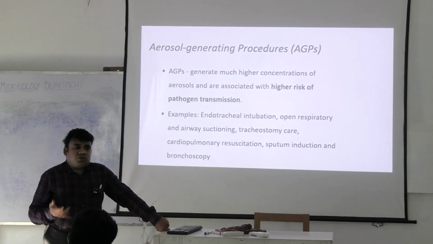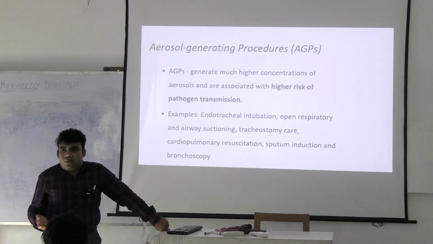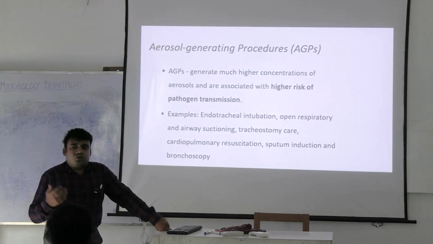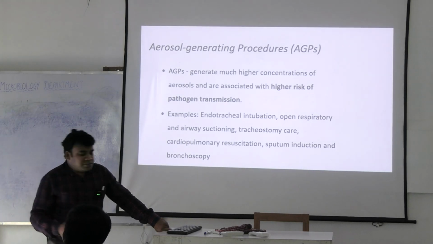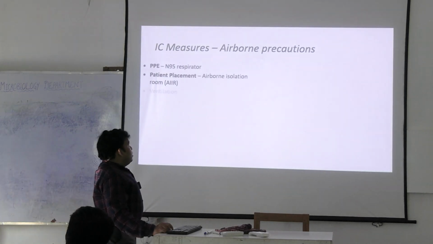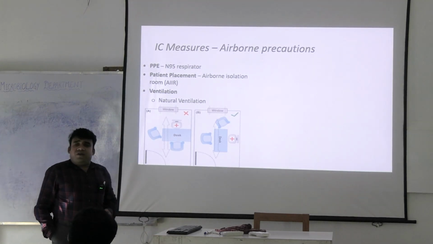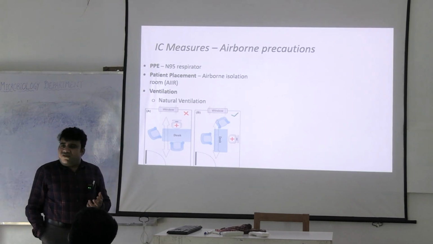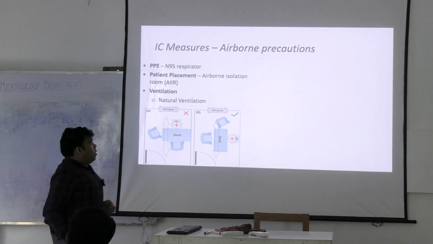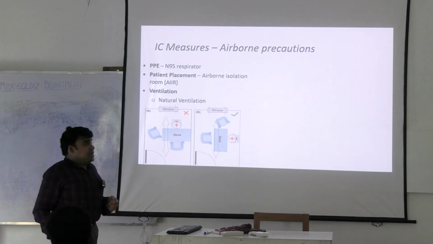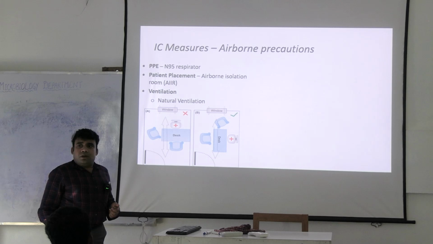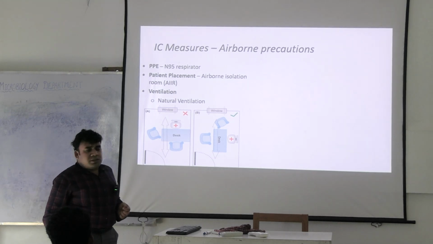Then if aerosol generated infection is airborne infection, what kind of mask should you wear? You should wear an N95 mask. So how to prevent? To prevent yourself, you must wear an N95 respirator or mask, or you can put the patient in an airborne isolation room. What is that airborne isolation room?